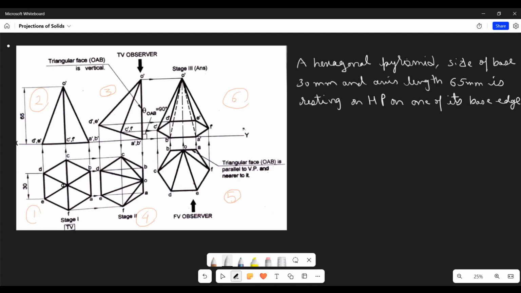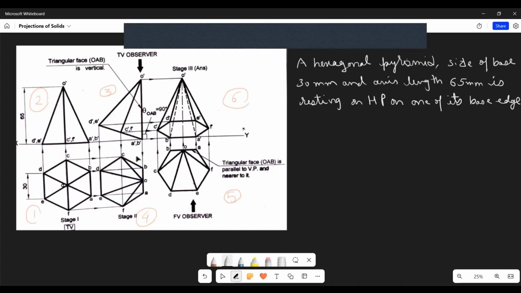And here we can see clearly that this line which is seen vertical is representing a face, and the name of the face is ABO, where AB is touching the HP, that is in the front view AB is touching the XY line, and this is O. So this is making an angle of 90 degree with the horizontal plane. So we can write it this way.